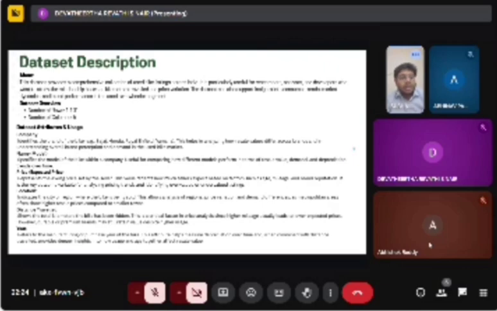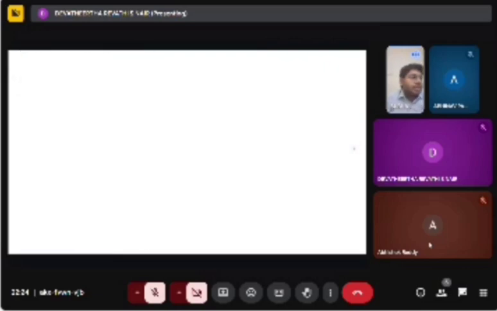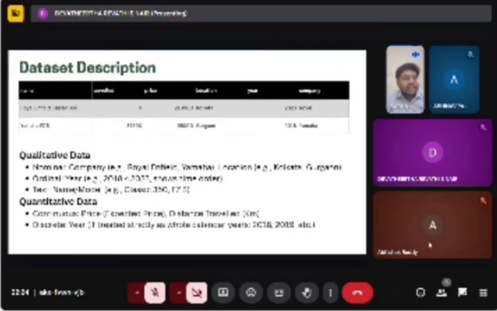of the bike. Coming on to the next slide, we have the dataset description, qualitative data, and quantitative data. In qualitative data, we have the nominal, which is the company, ordinal, which is the year, and text data, which is the name or the model. In quantitative data, we have continuous price, which is the expected price, and the distance traveled. And if we take discrete, year could also be a discrete data if treated strictly as the whole calendar year.